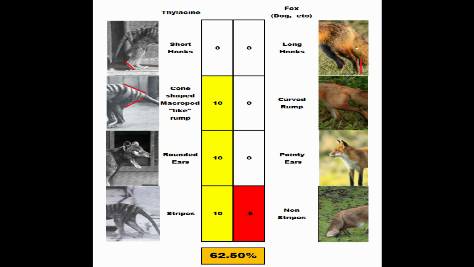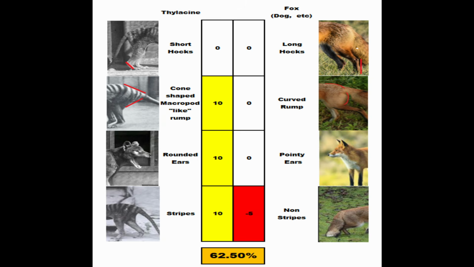First on my list is the hock length. Sadly I give this 0 points, as they weren't photographed. The rump, I've given 10 points, as the animal certainly has a marsupial back end. The ears, I've given 10 points again, as the animal certainly has rounded ears.